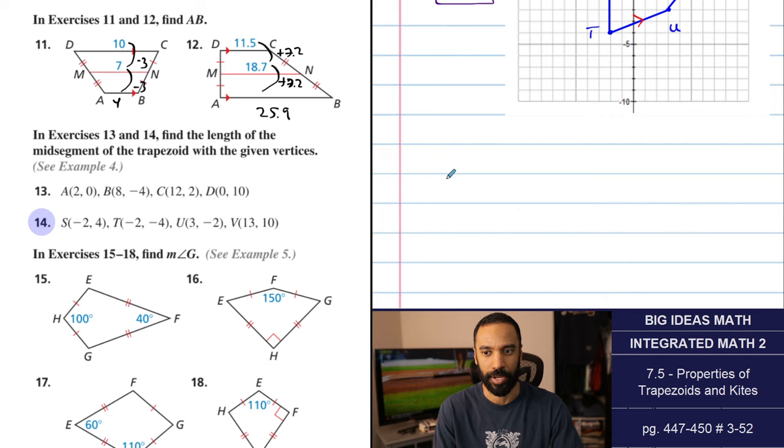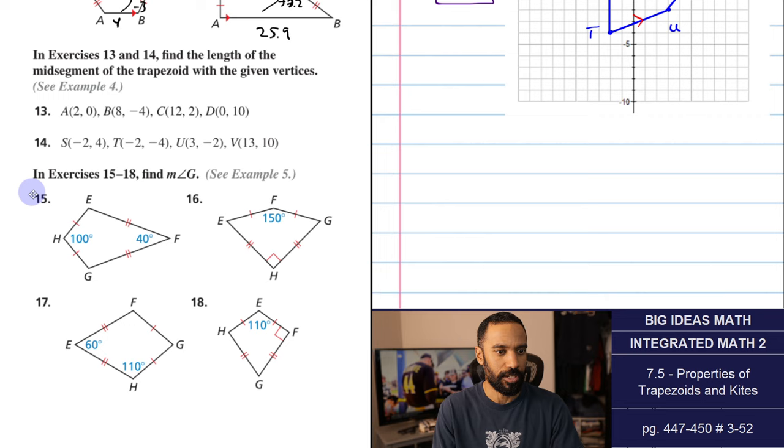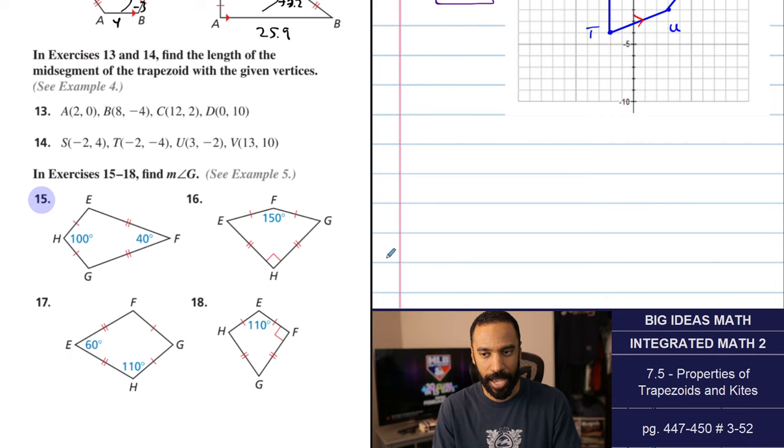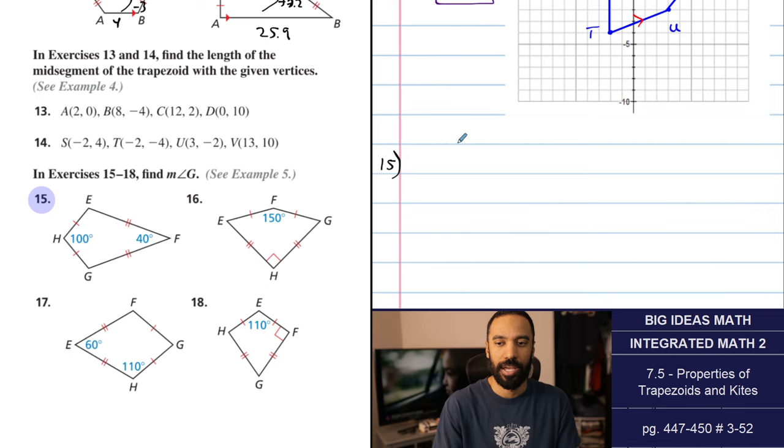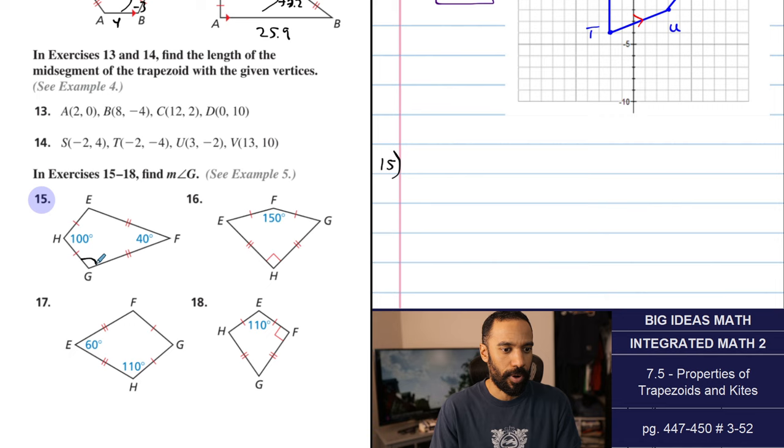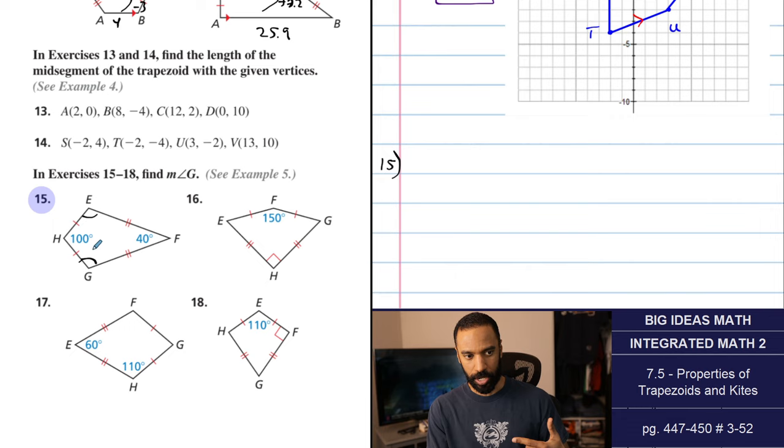All right, numbers 15 through 18, we're going to find the measure of angle G. Now, these are not trapezoids. These are kites. There is no isosceles kite versus a kite or anything like that. These are just kites. Kites do have very special properties, some of which we work off of based on what kind of angle we have here. G and E are going to be congruent to each other in this problem.